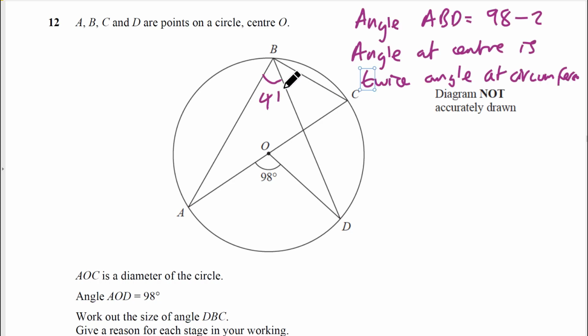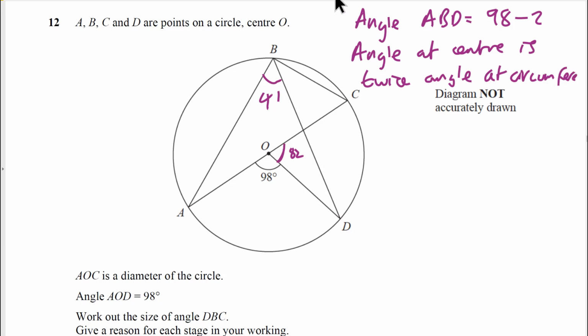Okay, so first step is we can say angle ABD here is 41 because the angle at the centre is double the angle at the circumference. So if you double 41, that equals 98. That's going to get you 1 method mark. There's other ways you can do that, and you could work out this angle. 180 minus 98 is 82. Now with circle theorems, as long as you get the right answer and give reasons, you'll get full marks.